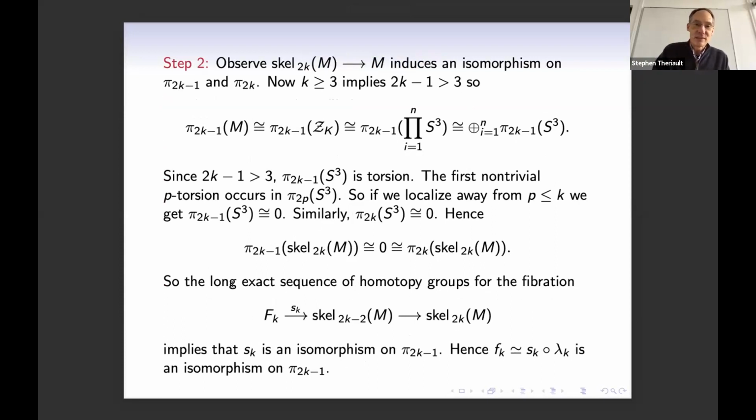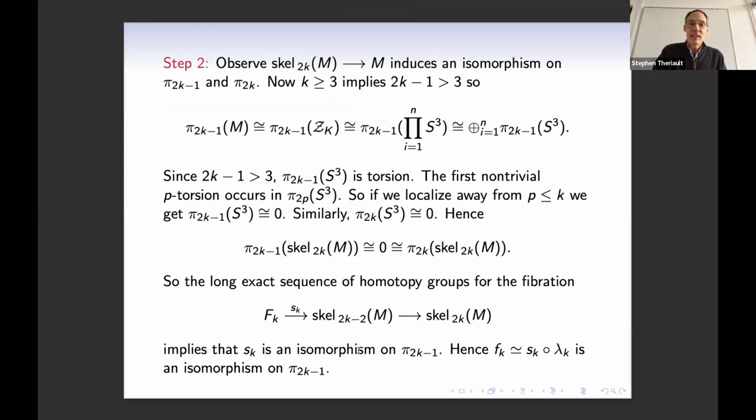Start down here with this fibration. You start with the 2k minus 2 skeleton included into the 2k skeleton, which has fiber Fk, right? That produces some long exact sequence of homotopy groups, and we're going to look at that in dimension 2k minus 1.